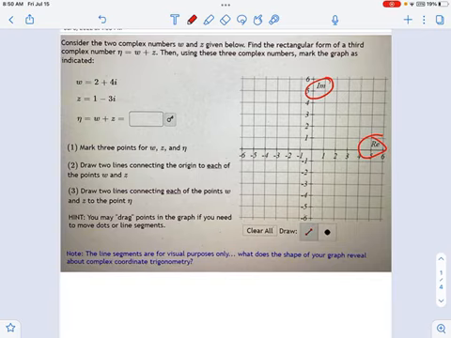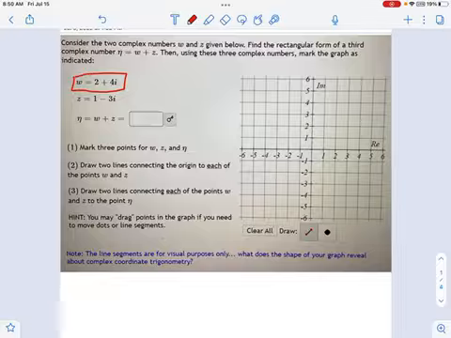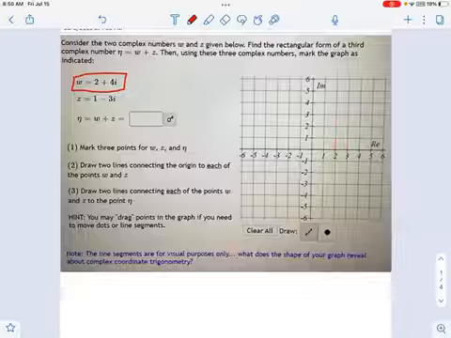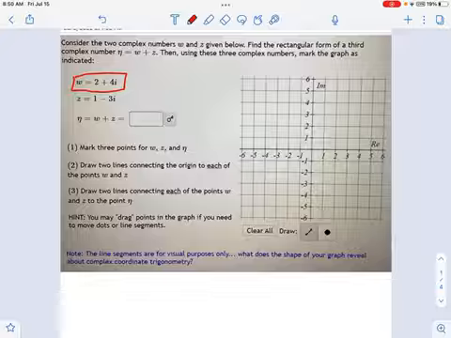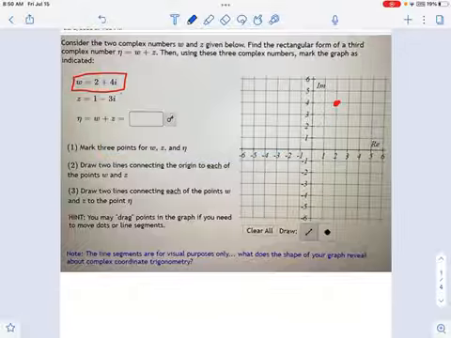The real axis is for the real parts, the imaginary axis is for the imaginary parts. And it's pretty self-explanatory. Let's take this first one. w equals 2 plus 4i. Well, the real part is 2, so that's going to be somewhere over here. And the imaginary part is 4, so that's going to be somewhere over here. You see where those intersect? It's going to be right there. So there's w.